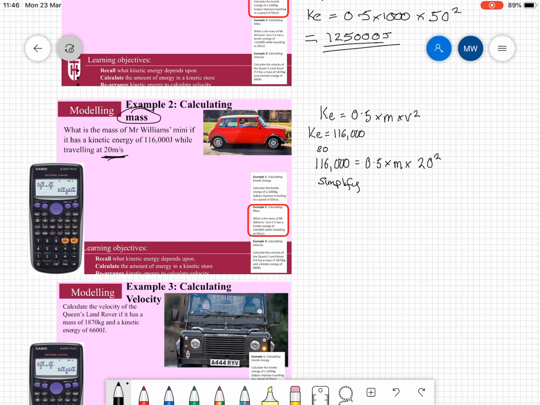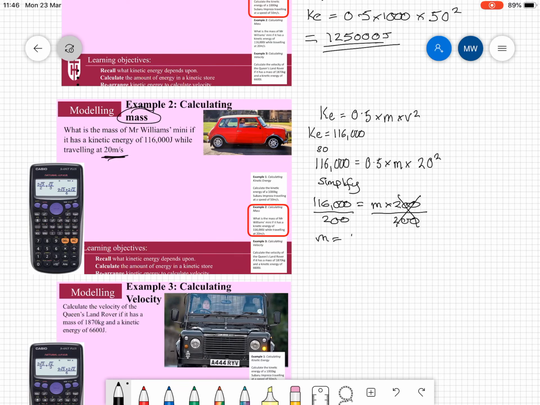Okay, so the next step is going to be to simplify it. So I'm going to do 0.5 times 20 squared. So it's going to be 116,000 equals mass times 200. Okay, then I need to make mass the subject. So what I'm going to do is divide both sides by 200 so that cancels out and I'm left with mass on its own on the right hand side.